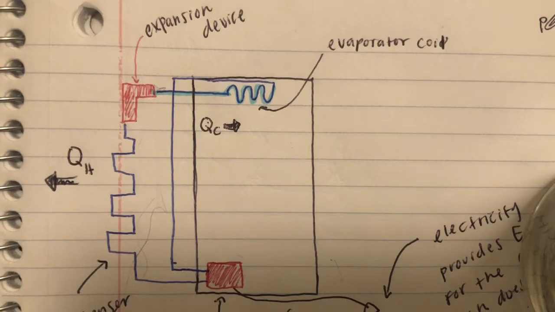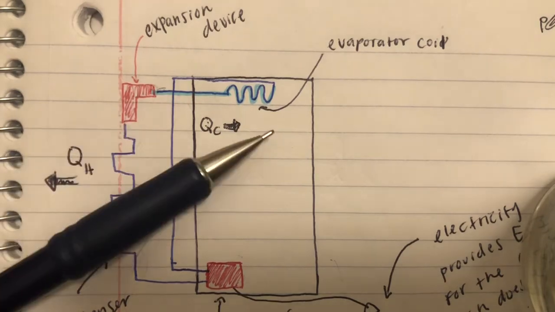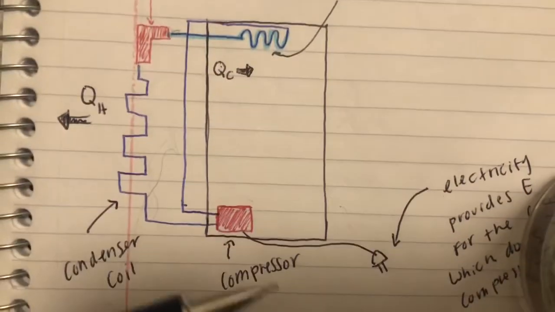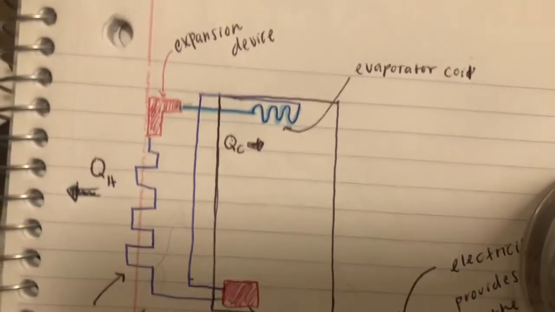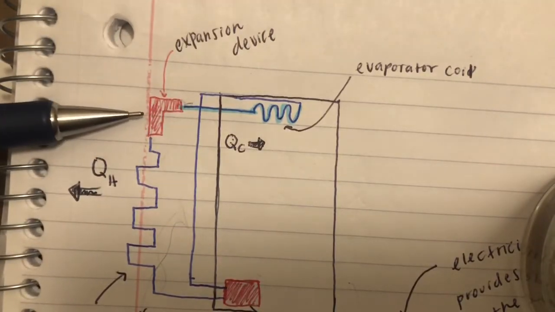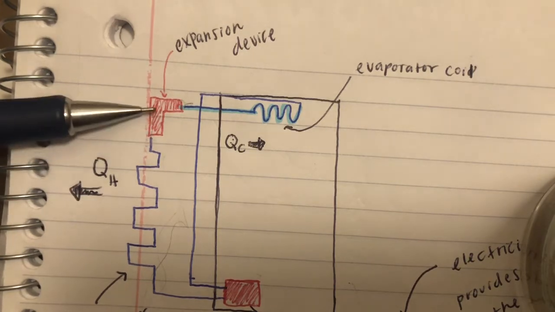So today I'll be explaining how a refrigerator works. So right here we have an expansion device, evaporator coil, compressor, an outlet, and condenser coils. So we're going to start right over here. So the liquid enters the expansion device.